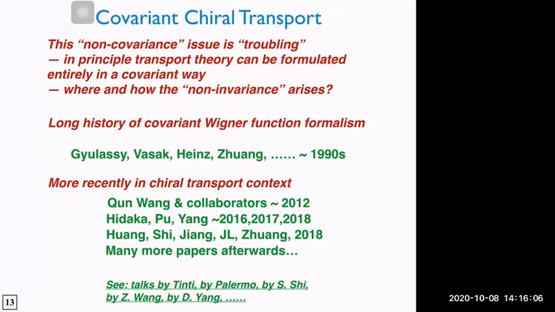Of course, there's a whole long history of that in the framework of the Wigner function formalism. Back in the 1990s, there were early works by people like Miklos, Uli, Vasak, Ponfei, and so on. And more recently, in the chiral transport context, there were earlier works by Chun Wang and collaborators, Hidaka, Shipu, and Dilun Yang, and others. And we also had a paper in early 2018. There are many talks at this conference about this topic, the covariant chiral transport.